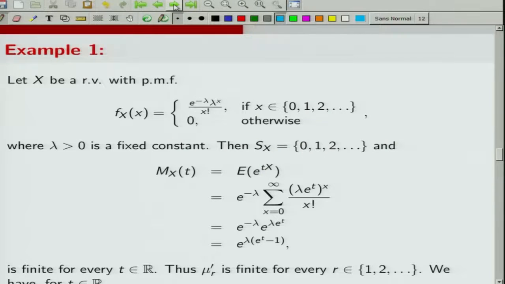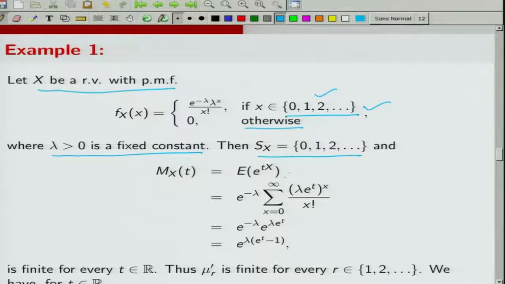So let us consider this example. Suppose you have a random variable whose probability mass function is given by e to power minus lambda, lambda to the power x by factorial x, if x is in 0, 1, 2, and so on, and this is 0 otherwise. One can easily check that this is a proper probability mass function. Here lambda greater than 0 is a given constant. So clearly here the support is 0, 1, 2, and so on.